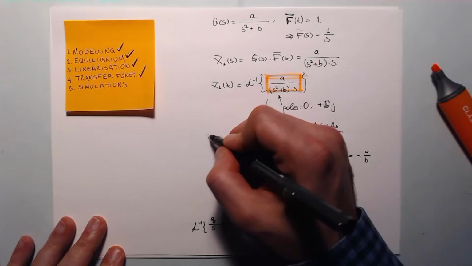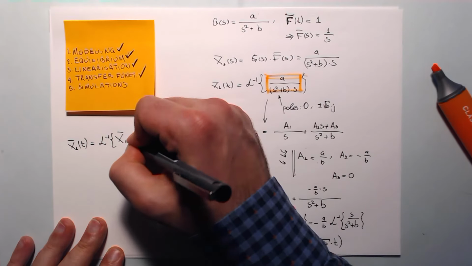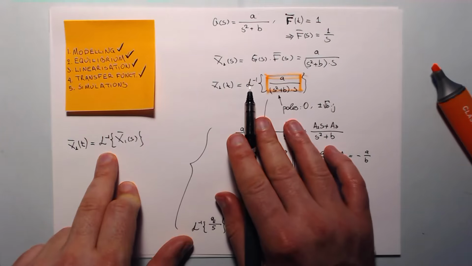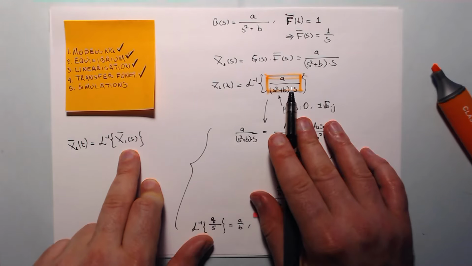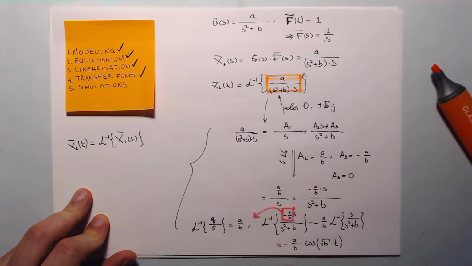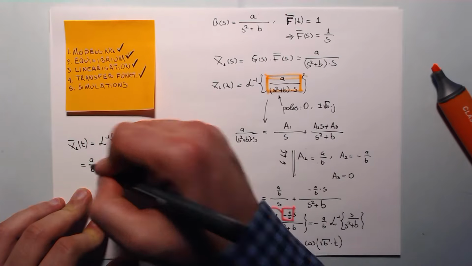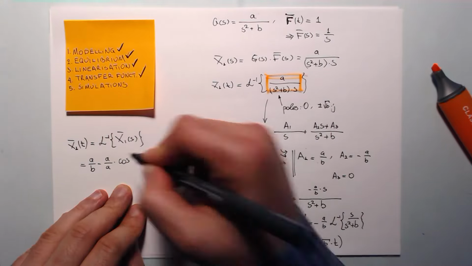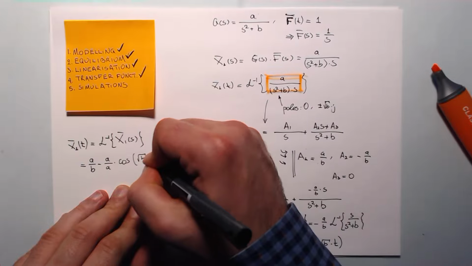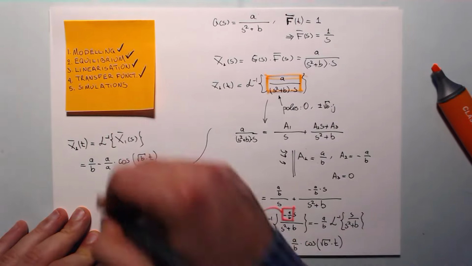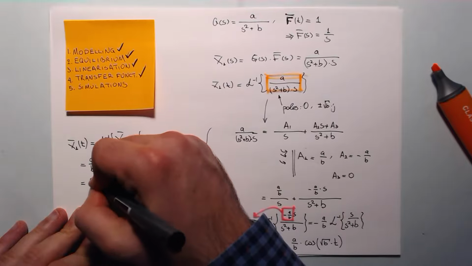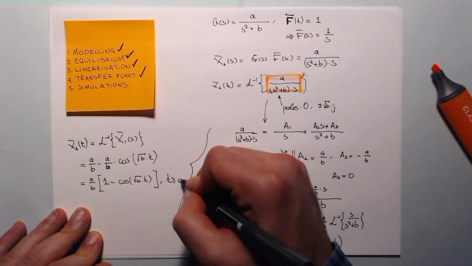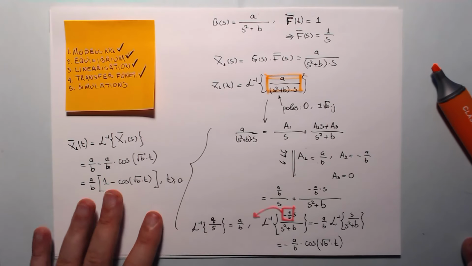Let's write the whole thing together. So the time domain function x1 bar, which is the inverse Laplace transform of x1 bar of s, is given by this first term, which we said is equal to a over b, and the second one is minus a over b times cosine of square root of b times t. You can take a over b outside if you would like to simplify that. And this is what happens when you push the system.